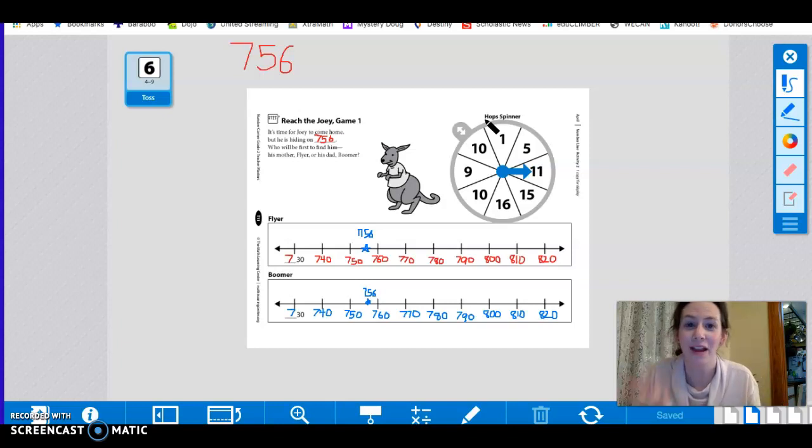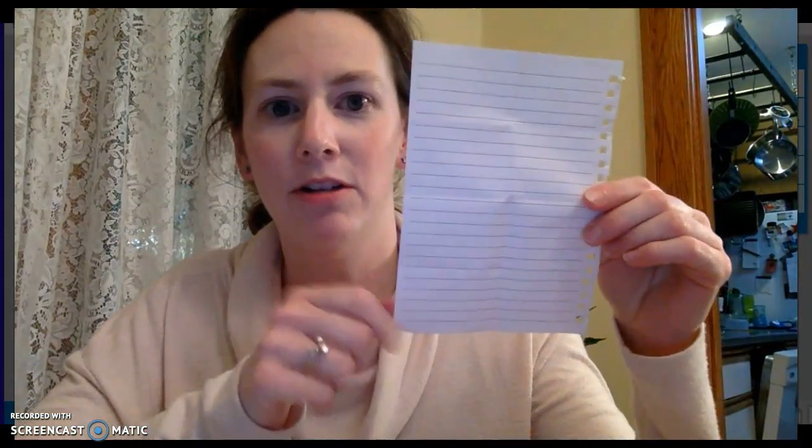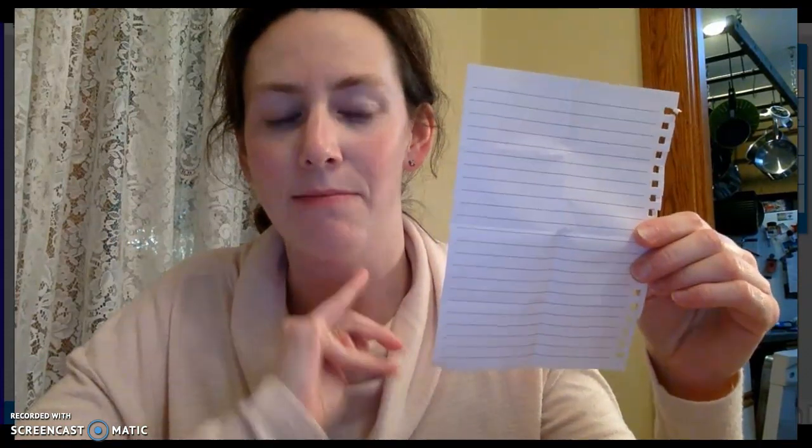But you guys don't have this spinner at home. So I was thinking, what could you make at home really simple in order to do the hops? Well, let me show you. We're going to try to recreate a way to pick numbers off of that hops wheel. So take the second sheet of paper that you grabbed, and I want you to fold it into 8 pieces.